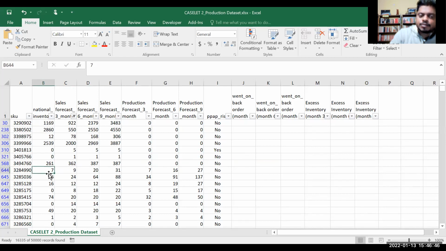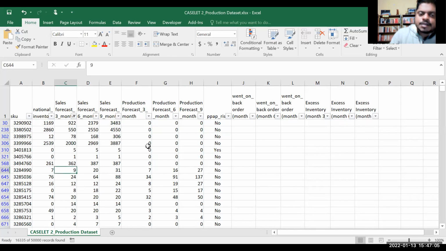Look into the next example, row number 644. I have an inventory of 7, and my sales forecast is 9. So on month 3, what happens? 7 minus 9 is minus 2, a back order of minus 2.